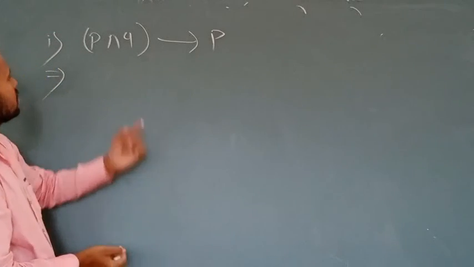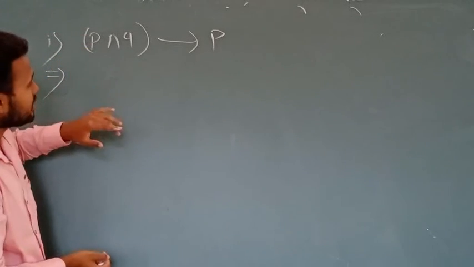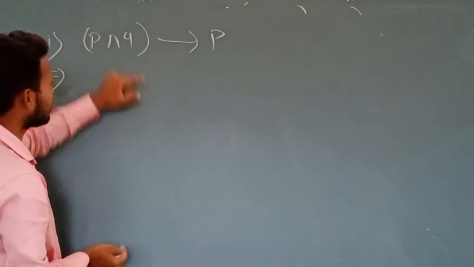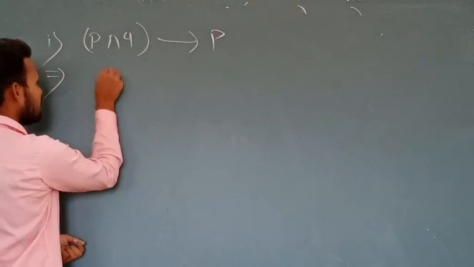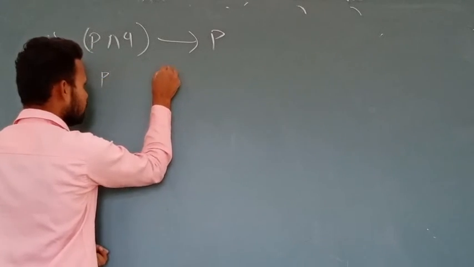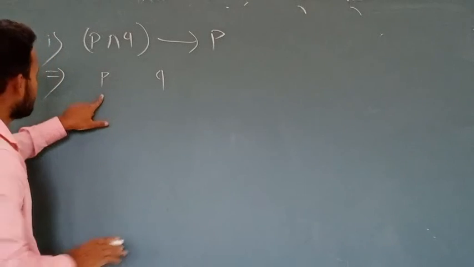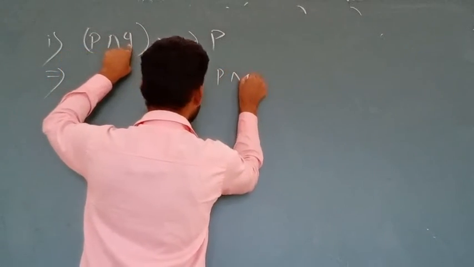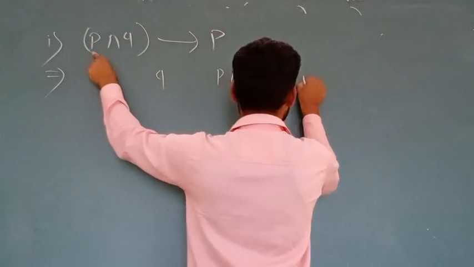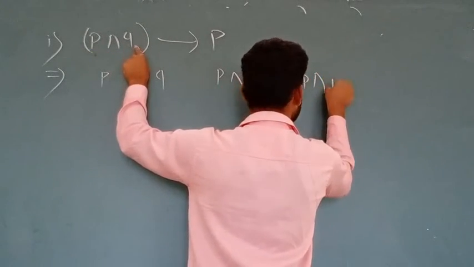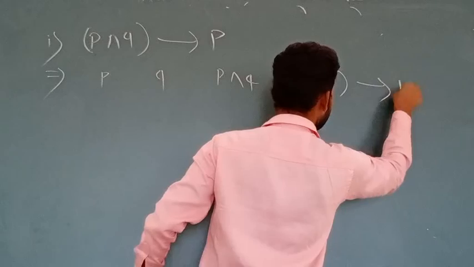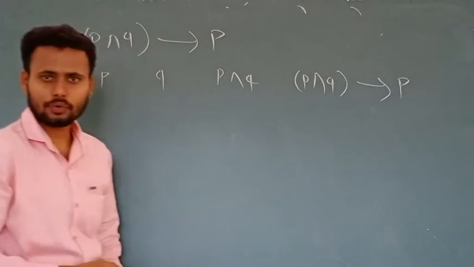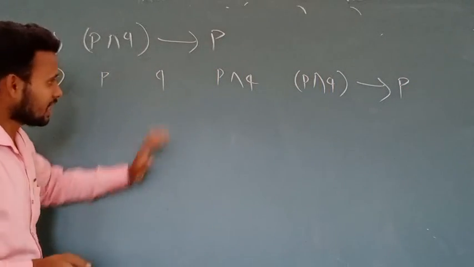Now in the truth table, first we observe how many statements there are. There are only two statements, P and Q. Therefore the first column is P, the second is Q. Then next we get P conjunction Q, and last we get the total statement, P conjunction Q implies P. This is our required statement pattern and this is our required truth table.